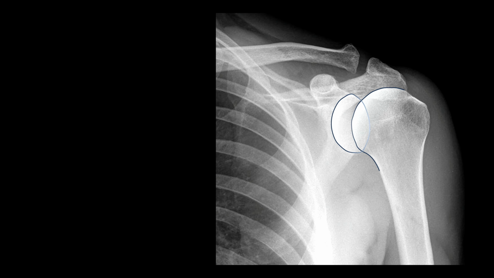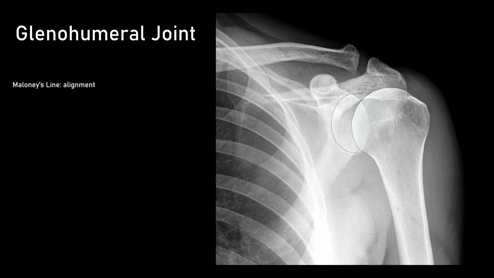Now let's look at the glenohumeral joint. First, we need to look at the alignment of the glenohumeral joint, and it is done by looking at Maloney's line, which is a line passing along the inferior surface of the scapula, the glenoid, and along the shaft of humerus. If this line is disrupted, it suggests a dislocation.